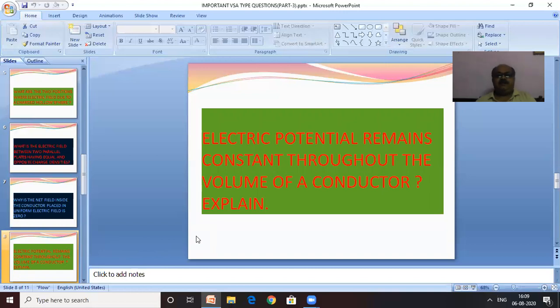Electric potential remains constant throughout the volume of a conductor. Explain. Electric potential remains constant. As we know that inside there is no electric field, so E equals 0. So from E equals dV by dr equals 0, and therefore V is constant, as differentiation of constant is 0.